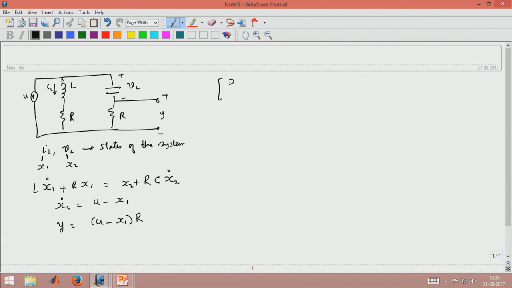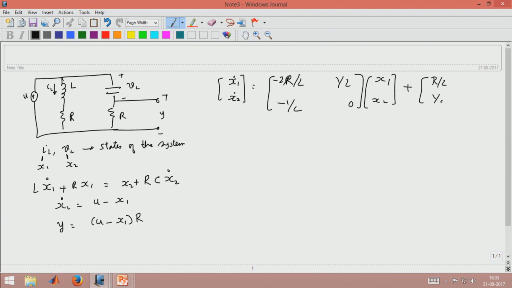which results in the state space equation which looks like this: x1 dot, x2 dot is minus 2 times R over L, 1 over L, minus 1 over C, 0, times x1, x2, plus R over L, 1 over C times u. And the output y, in terms of Cx plus Du, is minus R, 0, times x1, x2, plus R times u.